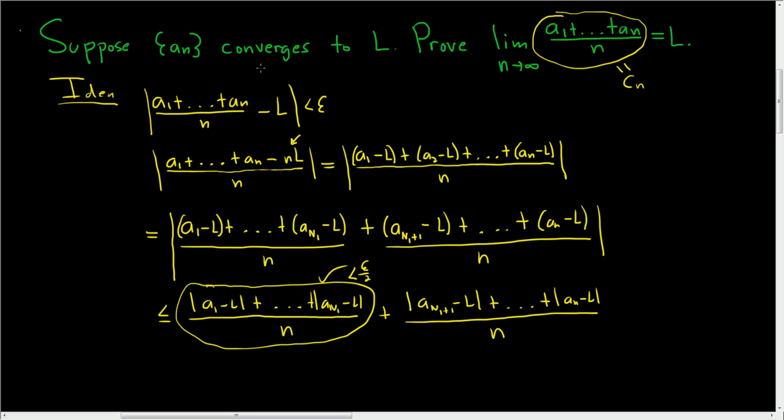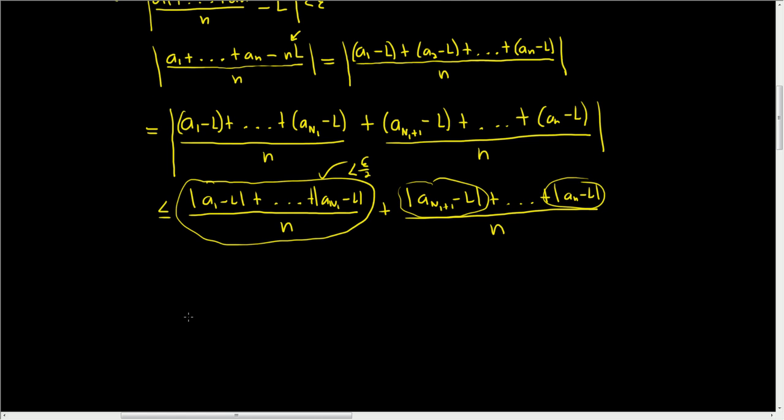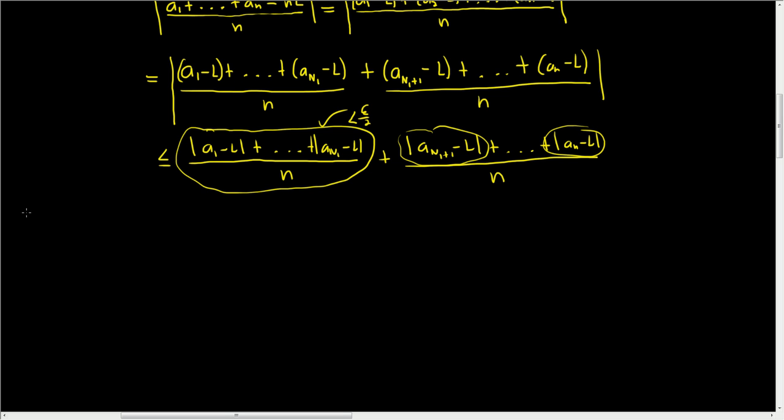And then we'll use the fact that our sequence converges to L to control all of these terms here, and it should work out. Let's go ahead and start the proof. And when we start the proof, a lot of what we write is going to be very similar to what I just wrote. So, proof.